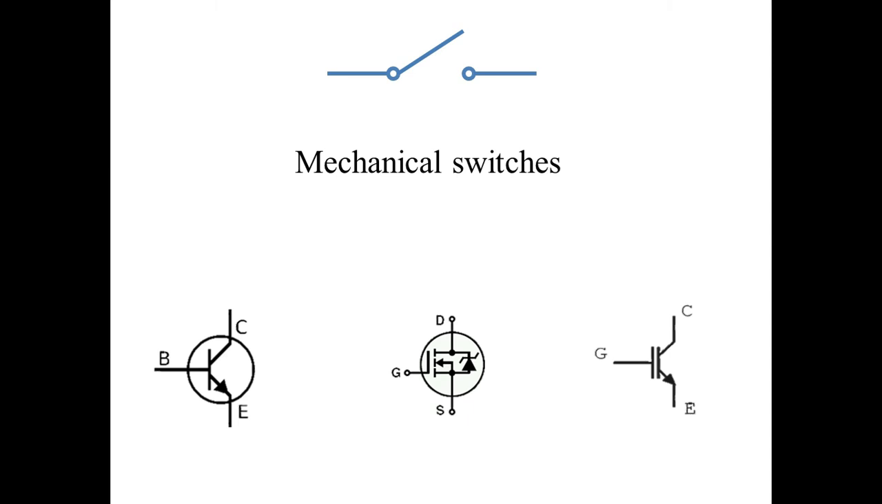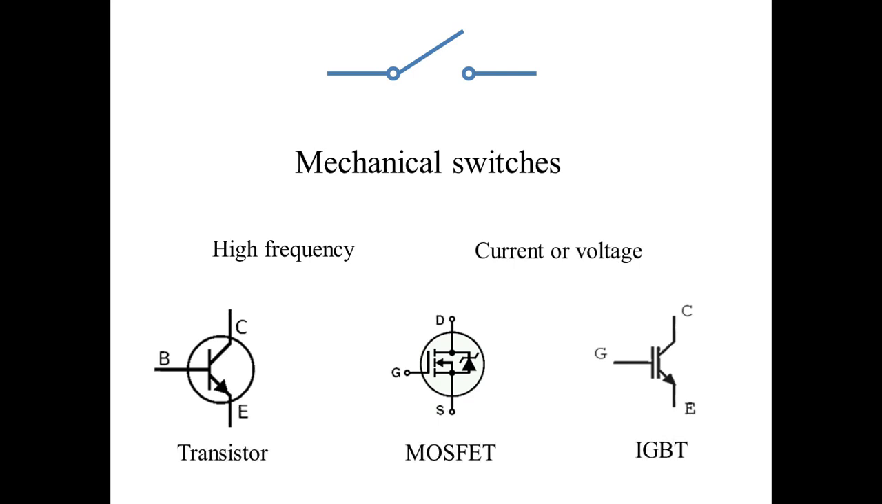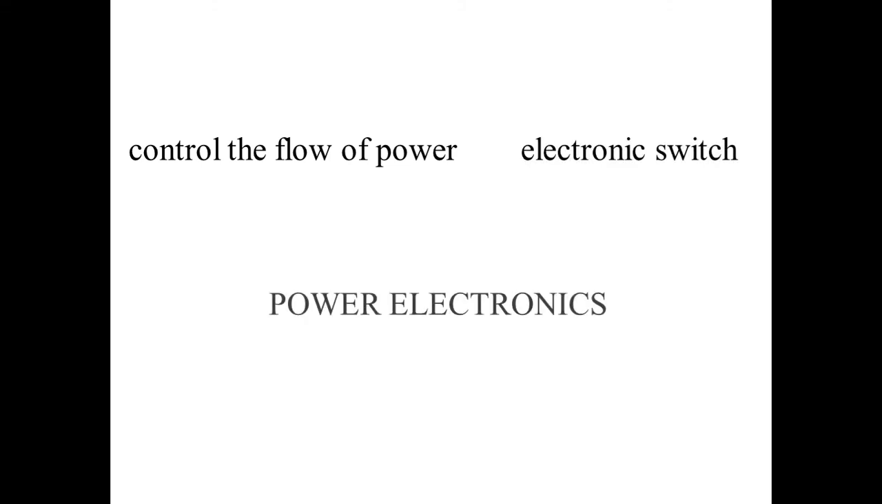They can be operated at very high frequency, and also they can be turned on or off by providing a suitable value of voltage or current. Transistor, MOSFETs and IGBT are widely used as power electronic switches. By using these specialized electronic switches, one can control the power delivery from the source to the load. Hence, the branch of engineering that deals with the control of power flow using an electronic switch is known as power electronics.